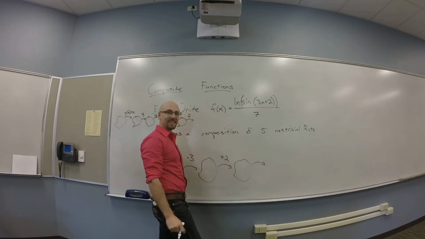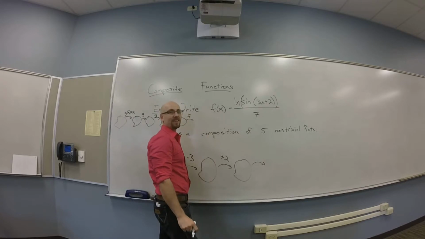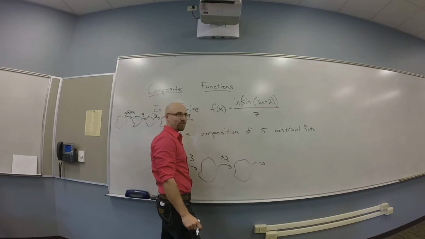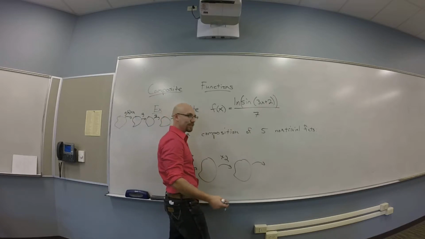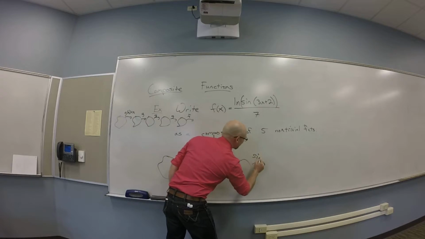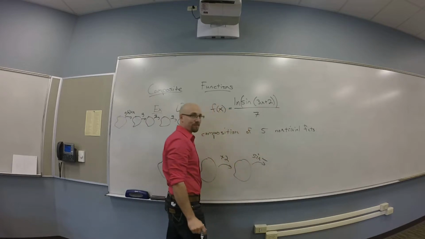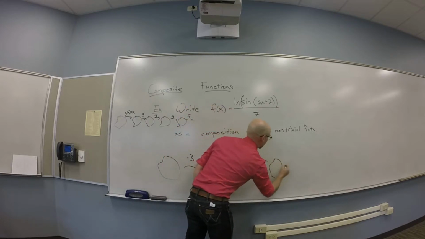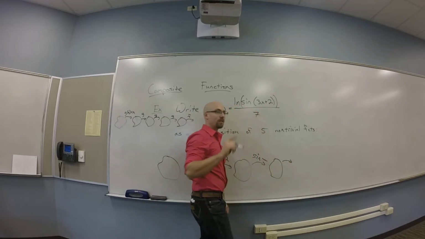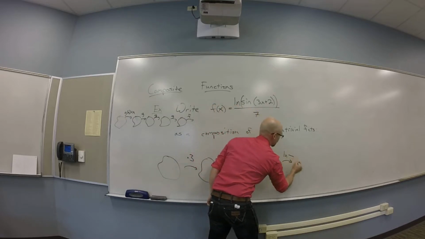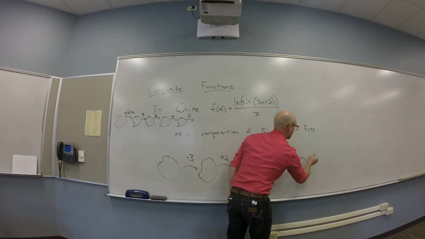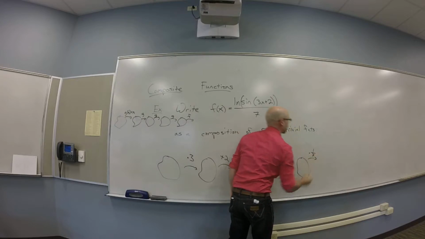Because sine is a function. Sine is the name of a function, right? You don't multiply by names, you do names. So we're going to do sine of stuff, and then we're going to do natural log of stuff, and then we're going to multiply everything by 1 over 7.